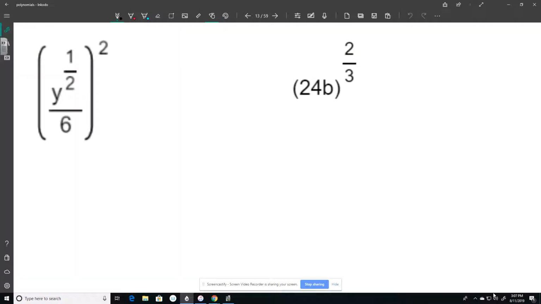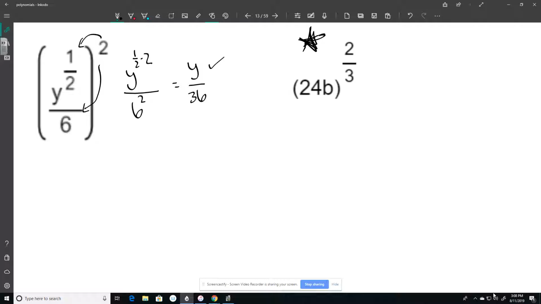Okay, are we done? Almost. This one here, again, ACT question that will absolutely be on the test. But let's start with this one here. Y to the 1/2 over 6 all squared. I've got to distribute that 2 to the top and the bottom. So that becomes y to the 1/2 times 2 over 6 squared. 1/2 times 2 is just 1. And 6 squared is 36. So y over 36 would be your final answer. Now the fun one.